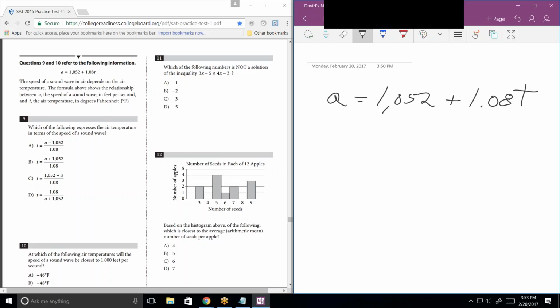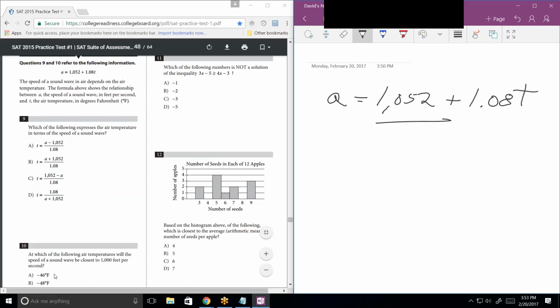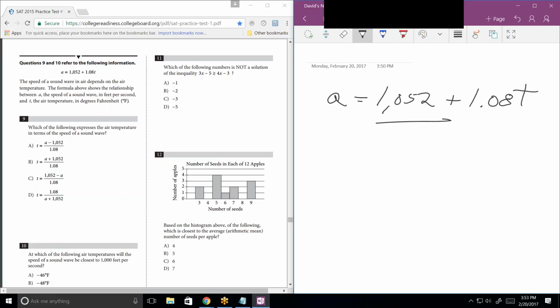Well, for A to be equal to 1,000, it's 1,052 plus this. So minus 46 looks like it might work. 1.08 times 46 equals 49. Now, how about 48? 1.08 times 48 equals 52. In other words, a t of minus 48 makes A equal to 1,000.